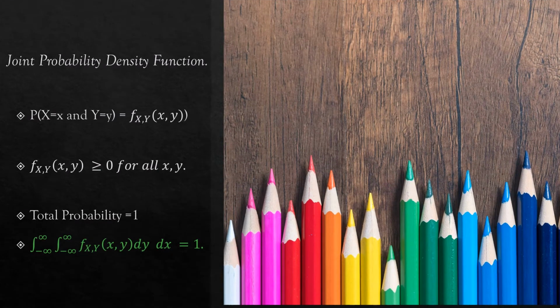The joint probability density function is the combination of probability of X equal to x and Y equal to y, which is denoted by f_XY. It must satisfy all the rules of probabilities. That is, the probability must be greater than or equal to 0 for every x and y. And the total probability, which is the integral from negative infinity to positive infinity, of f of xy with respect to y and x, must be equal to 1.